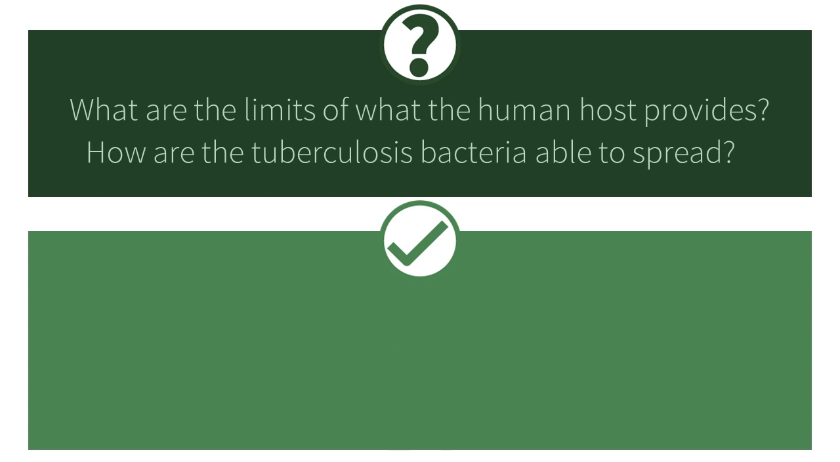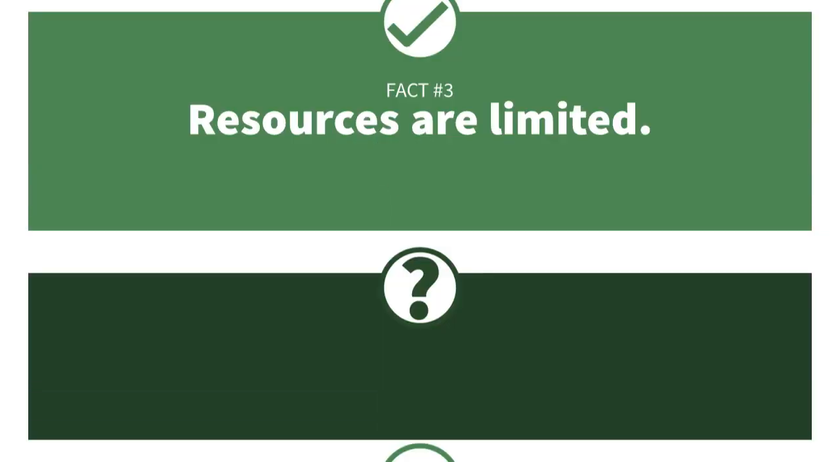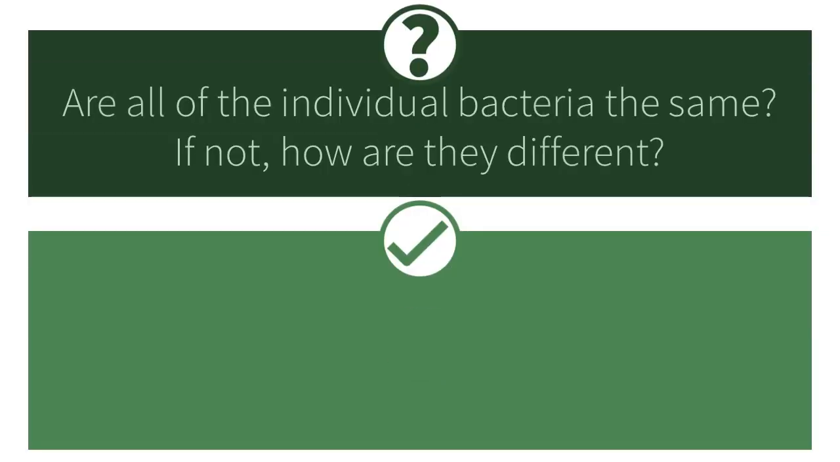How are the tuberculosis bacteria able to spread? Tuberculosis bacteria spread by traveling through the air when infected individuals cough or sneeze. In a similar way, Darwin stated in his theory that resources are limited. Are all of the bacterial cells in a population the same? If not, how are they different?